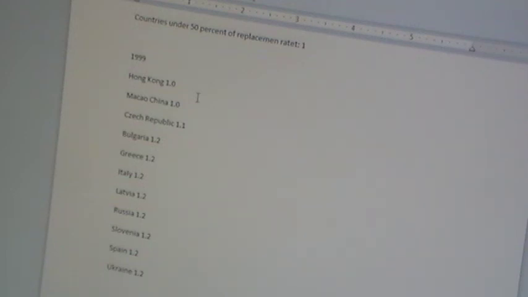You can't do that. So, we have Czech Republic, Bulgaria, Greece, Italy, Latvia. Again, all Eastern European countries except for Spain. Woo! All right.